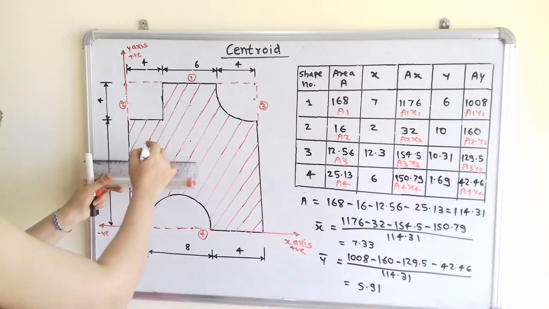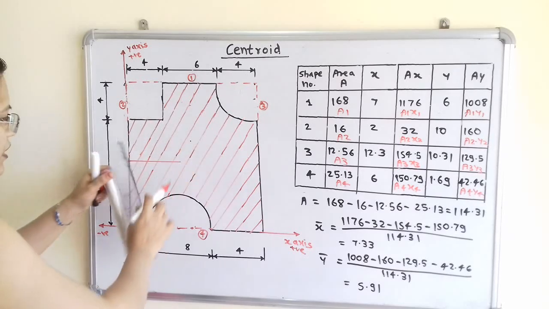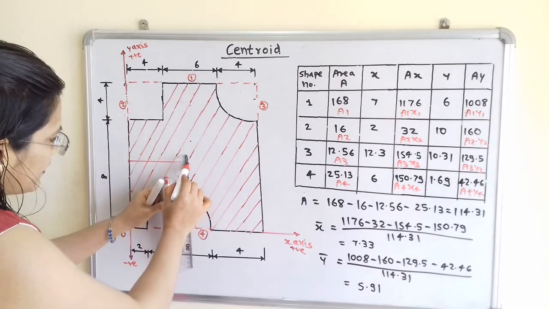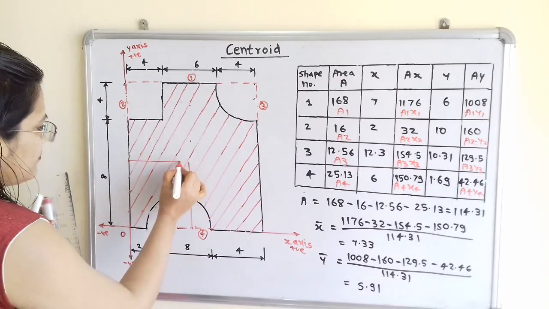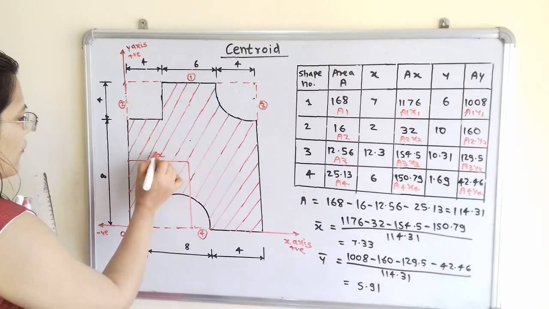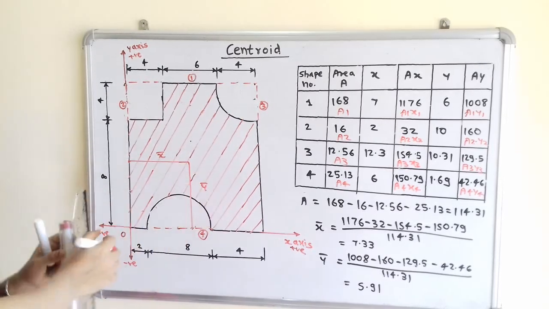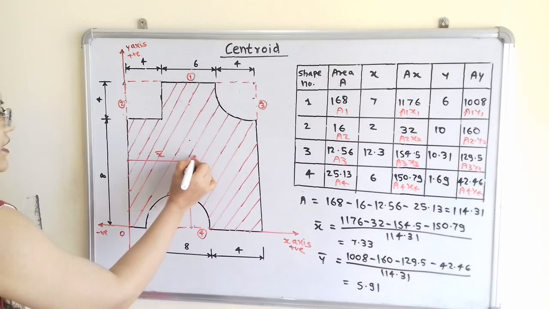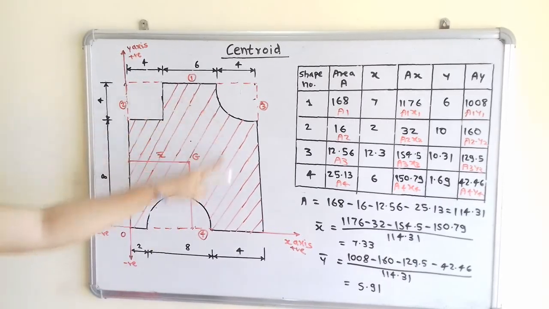Now from the selected point we will draw horizontal line and vertical line. So this is the value of x bar and this is the value of y bar, and here is the centroid G for the given area.